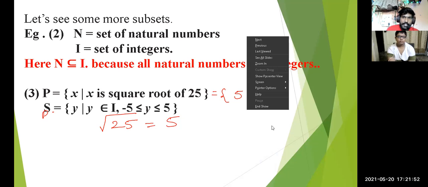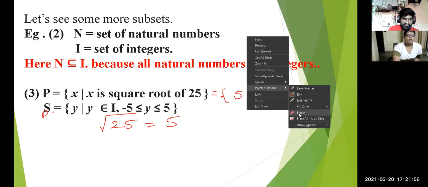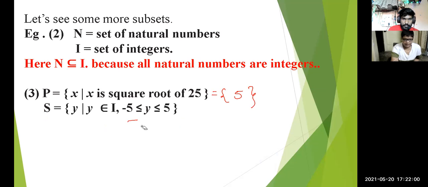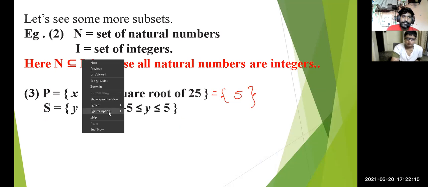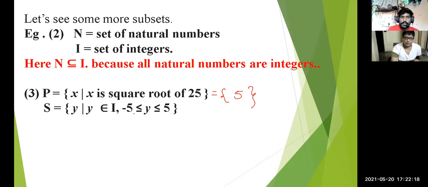Okay. Look at S. Can you read S? A set S is such that y belongs to the integers, and y is between -5 and 5. Now it is an integer and it is between -5 and 5, so which integers are between -5 and 5? -5, -4, -3, -2, -1, 0, 1, 2, 3, 4, 5.